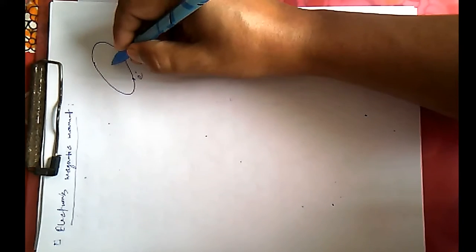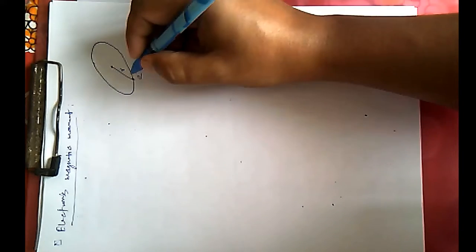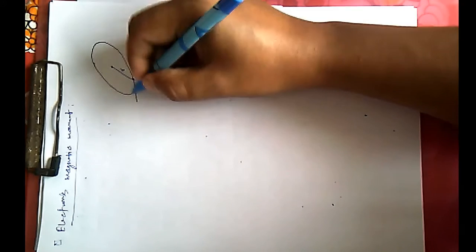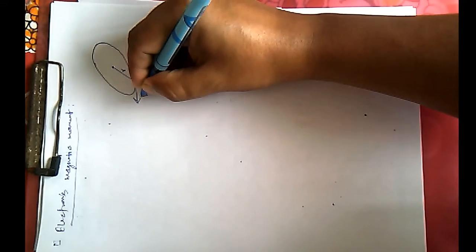So as you know, if I define an electron, suppose here it is the electron and it is moving around some nucleus, and there is a radial distance from the nucleus. Suppose the electron is moving around this nucleus with a velocity of v.